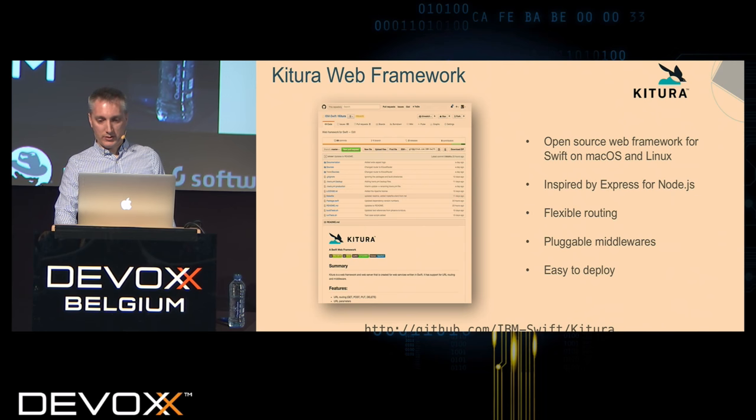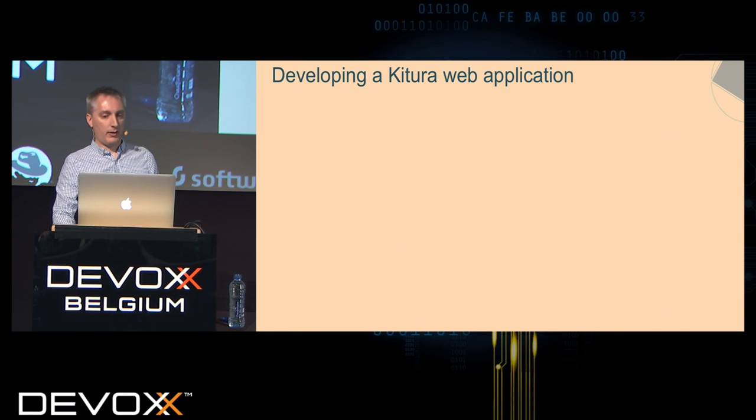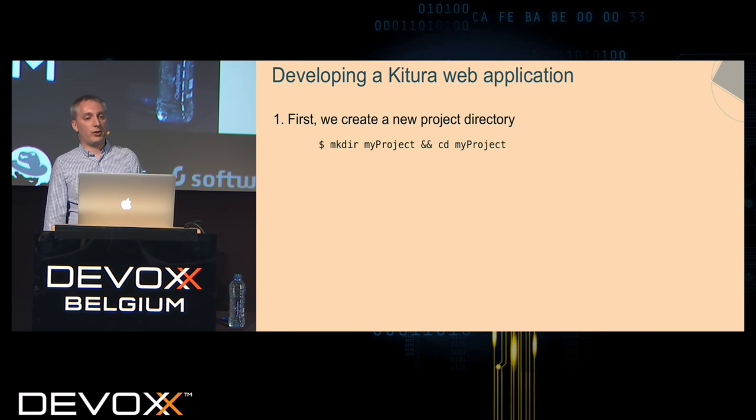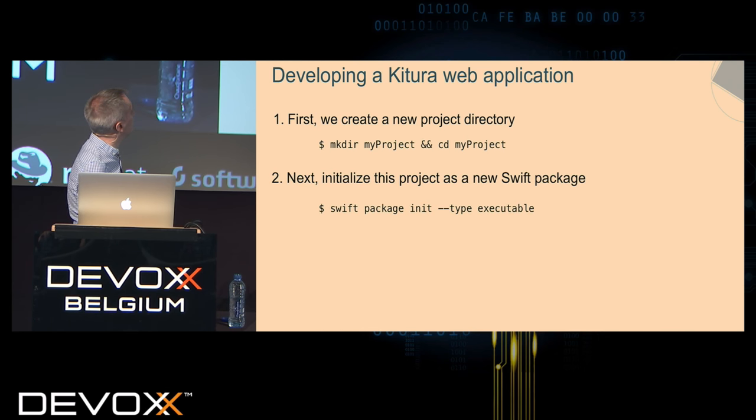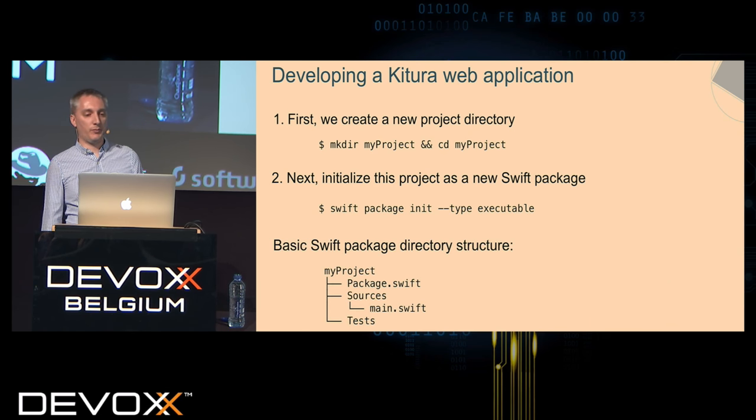So how would you get started with Kitura? This is a bit of an introduction to Swift Package Manager as well. But here we go. Let's create a directory, change into it, and then initialize a brand new Swift package. Here we're saying swift package init, and we're saying we want an executable. If you don't say that, you get a library. But because we're writing a program that we're actually going to execute, we're going to say we need an executable.